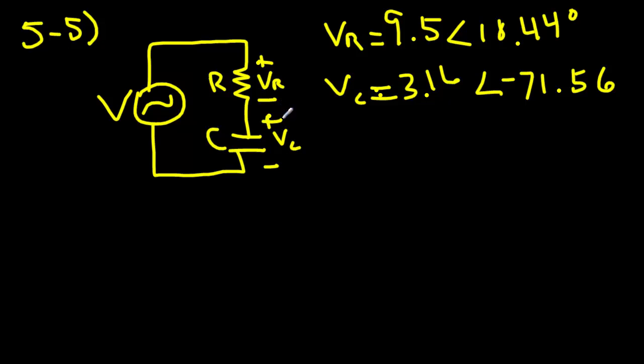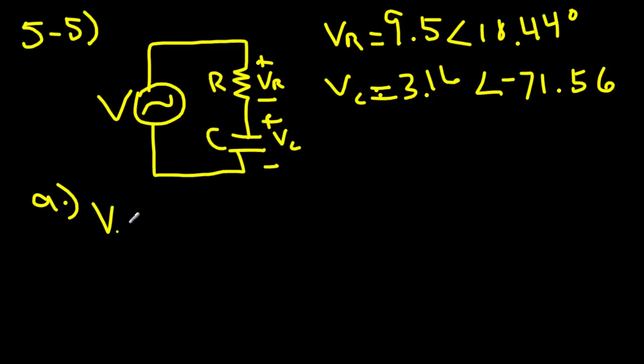We're given this circuit, an RC circuit, with a voltage source, a resistor and a capacitor. We're given the voltage across the resistor, VR, and the voltage across the capacitor, VC. The first part asks us to write VR and VC in rectangular form.